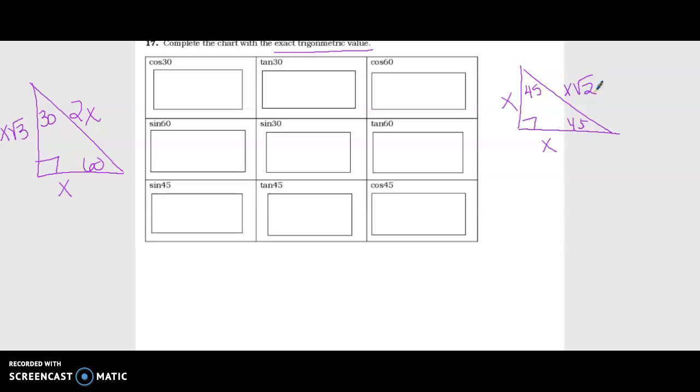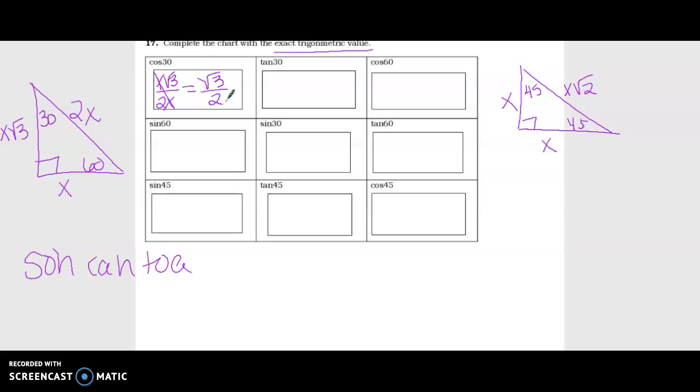All right. We have SOH CAH TOA. Cosine of 30. So go over to the 30, 60, 90. Cosine is CAH, adjacent over hypotenuse. So we're going to have x root 3 over 2x. Can we simplify? Sure can. Let's take these x's out. Now I'm left with root 3 over 2. Bam, you're done. There's your exact value.